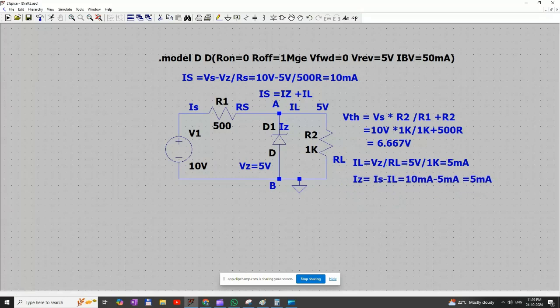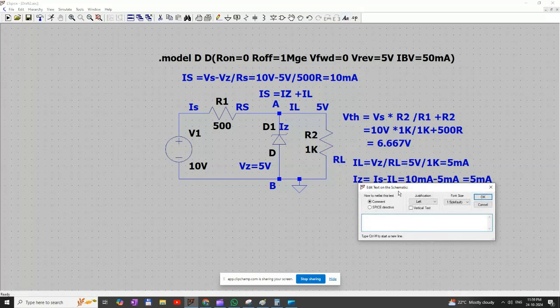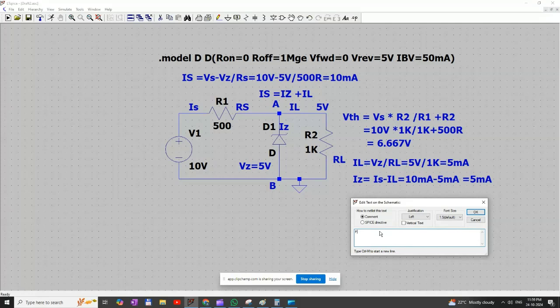Now it is easy to find the power dissipation across the Zener diode. The formula for the power dissipation across the Zener diode is P equal to Vz into Iz, which is equal to 5 volt into 5 milliamps. So it is equal to 25 milliwatt.